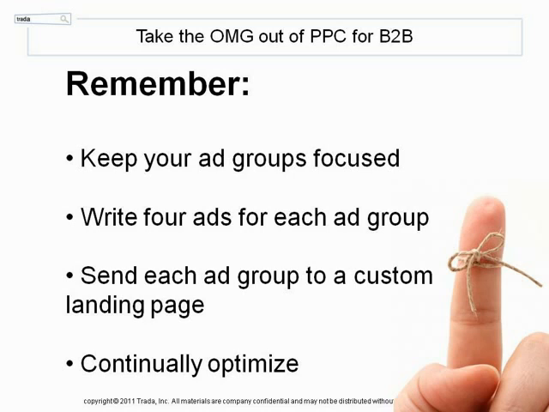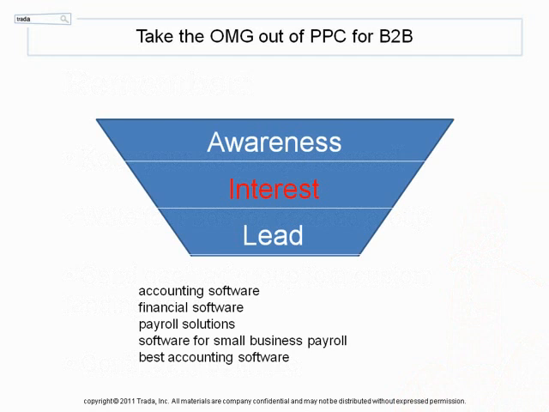So the next step in Cakebook's funnel is interest. An interested searcher has identified that there are solutions to his problem and that there's software out there that can help him. So he might use search terms like accounting software, financial software. And a searcher who types in these terms is likely to be interested in doing research, and likely to become a lead at some point.